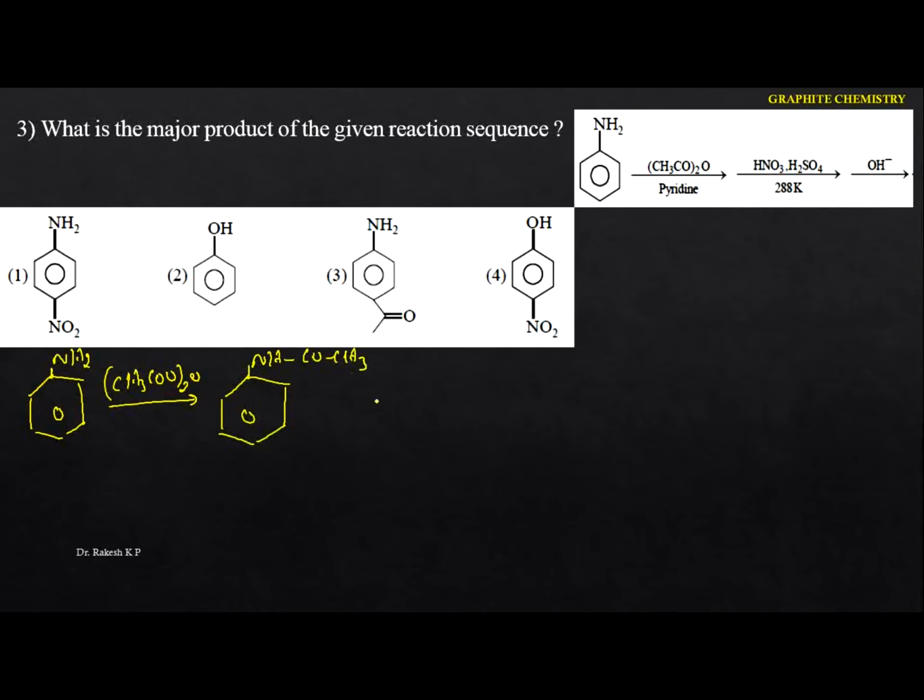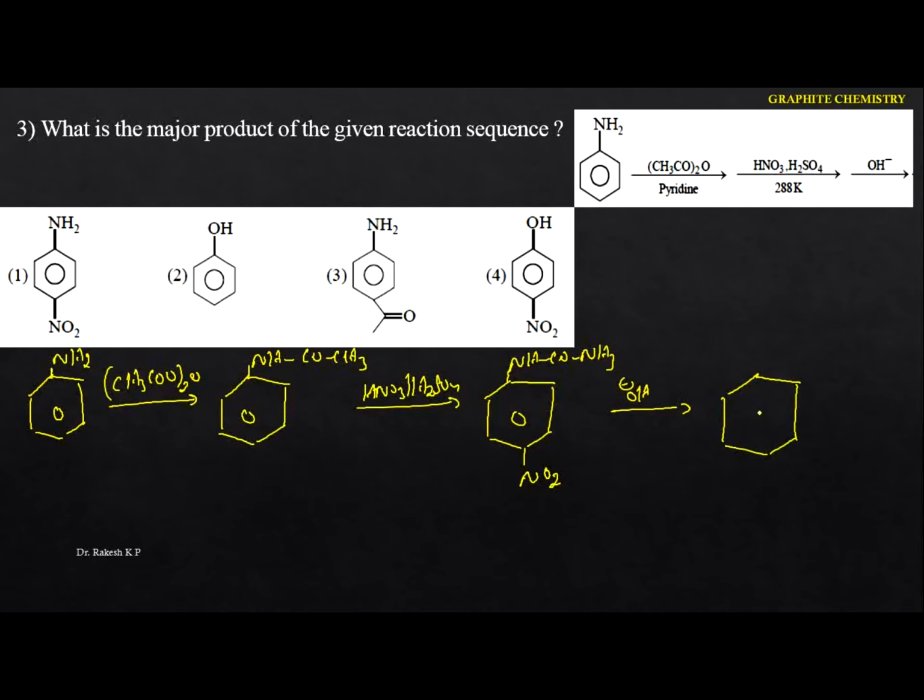NHCOCH3. If you do the nitration reaction on this acetanilide, with nitric acid and sulfuric acid, it gives you the para product, that is para nitroacetanilide. In the para position of the acetanilide, the electrophile goes here. The electrophile is the nitronium ion. This is followed by hydrolysis, and if you do the hydrolysis of the acetanilide, here we are going to get the respective NH2, and this group remains the same.